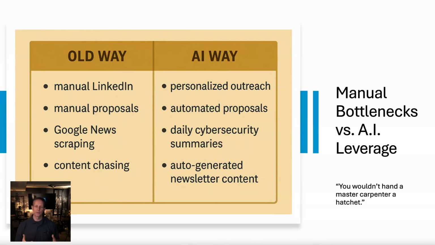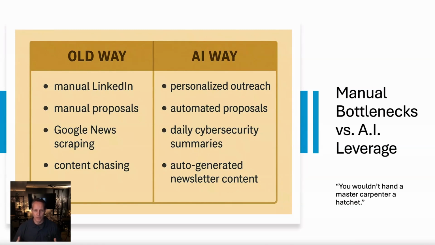The old way of doing things was going to Google News and scraping the latest news and then finding what news it is to publish and to put on your blog. The new way is to have AI find the relevant topics, in our case, cybersecurity, make summaries, and create those news items for you automatically.